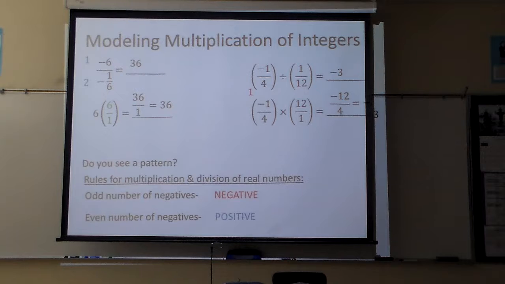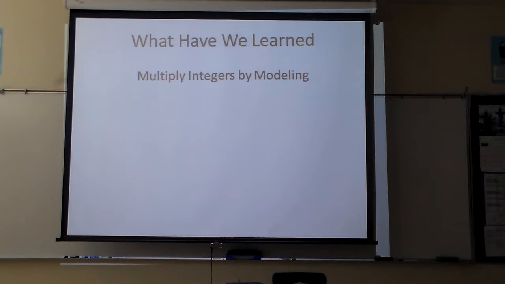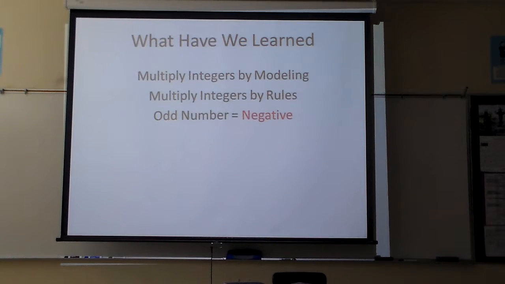Okay? So, what have we learned? To multiply integers by modeling. That's where we had all those cubes and stuff we moved around. Or by the rules. I think it's a little easier by the rules and drawing pictures. If you have an odd number of negatives, your answer is negative. An even number of negatives, your answer is positive. All right? And when you divide fractions, you have to multiply by the reciprocal. That was that little Diana Ross's upside down.